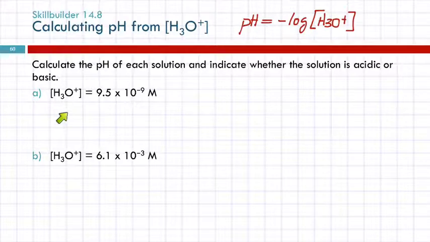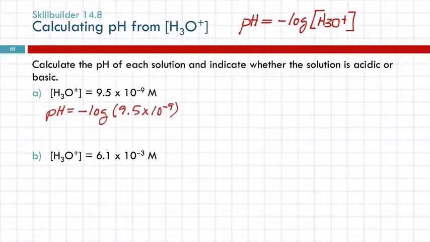So for this first one, I need the negative log. pH is the negative log of 9.5 times 10 to the -9. Negative base 10 log 9.5 EE minus 9 equals. So this is going to be 8.02 is the pH. Acidic or basic? This is basic. The pH is above 7, or we can look at the hydronium ion concentration and see that it's less than 10 to the -7.